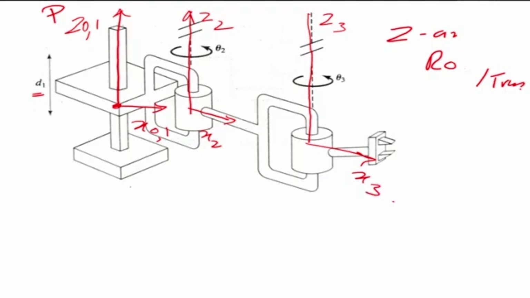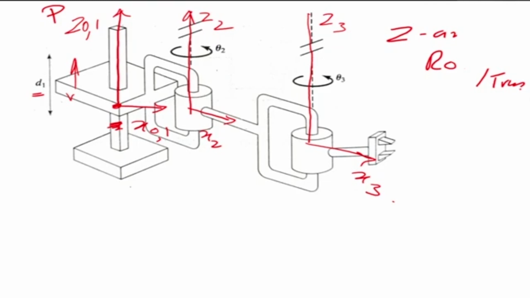If you can visualize, when this joint one moves, the zero frame will remain here only. That means the zero frame is fixed onto this link. The first frame is going to move up and down, so the distance between x0 and x1 is going to change. When joint 2 and joint 3 rotate, the angle between x1 and x2 is going to change.